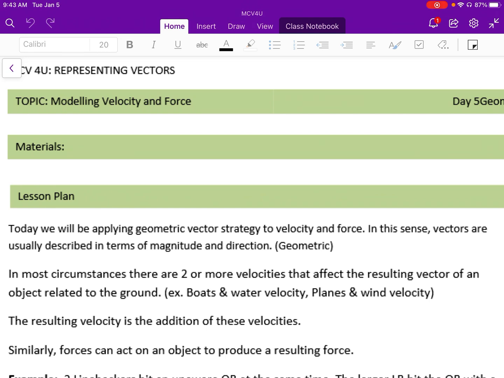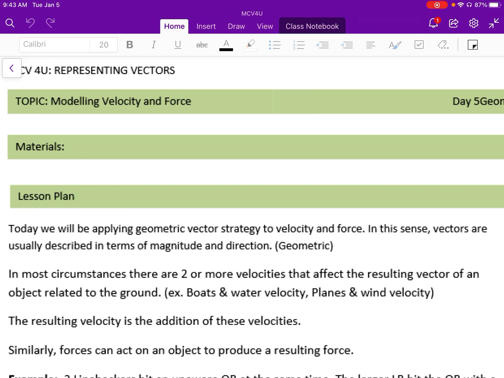All right, so we're going to go into a little bit of physics here, and that's what we're going to be using, the velocity and force. With velocity and force, vectors are normally described with the magnitude and direction. In most cases, two or more velocities are going to affect the result, having a resulting vector.